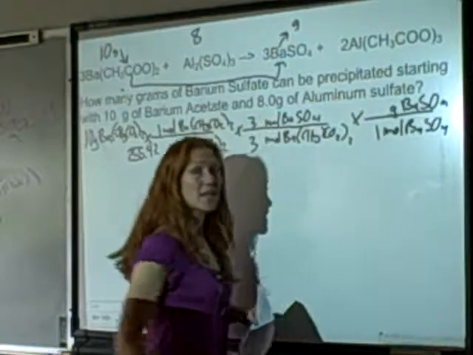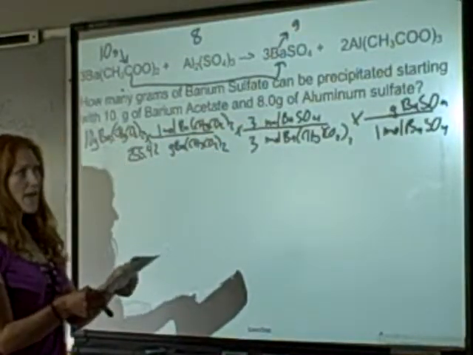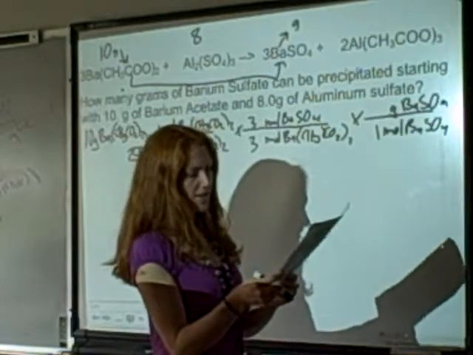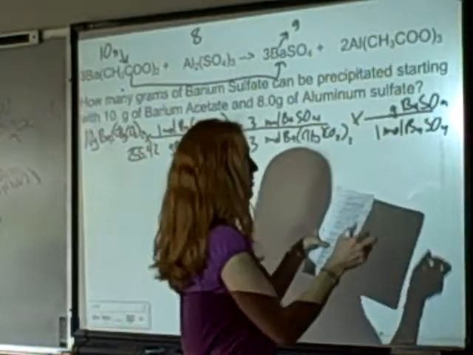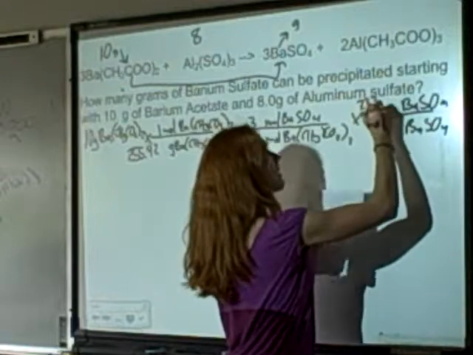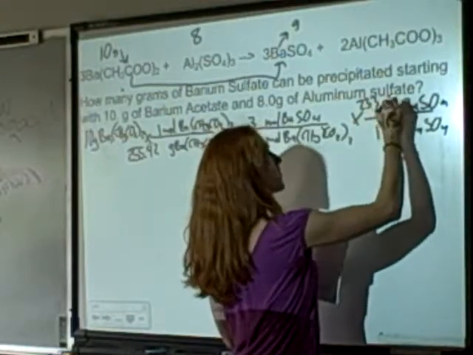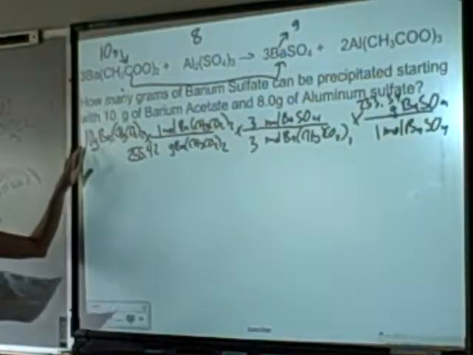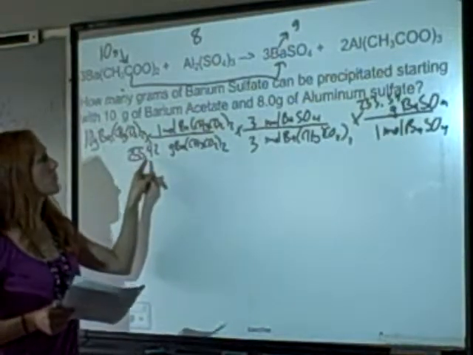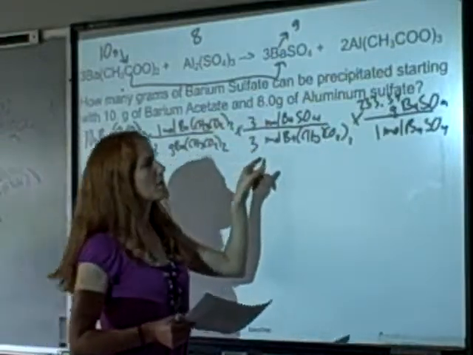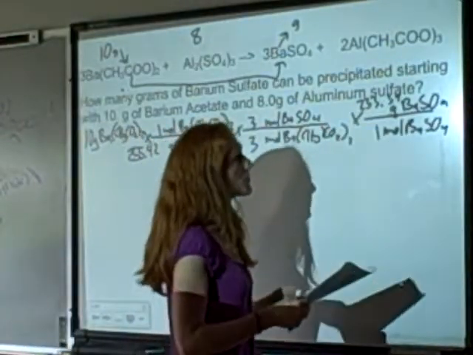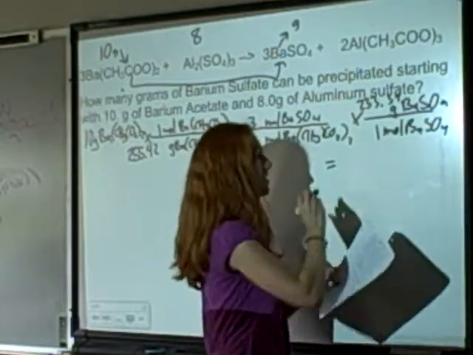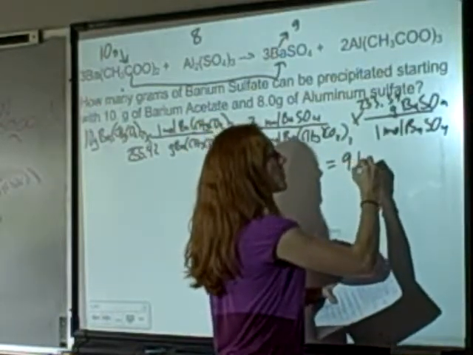All right, and they're related with the molar mass. So I added up 1 barium, a sulfur, and 4 oxygens to find out that 1 mole of barium sulfate weighs 233.39 grams. All right, so then when I type this in, I'm going to type in 10 divided by 255.42 times 3 divided by 3 times 233.39 grams, and I get that the barium acetate is enough to make 9.1 grams of barium sulfate.